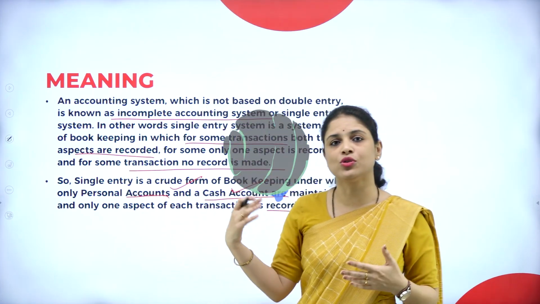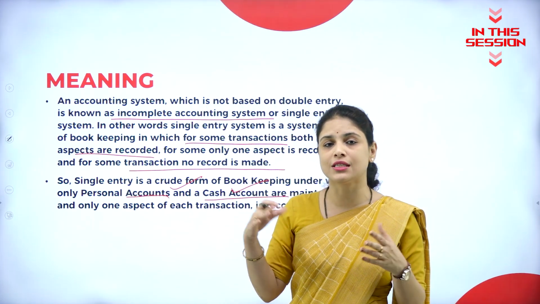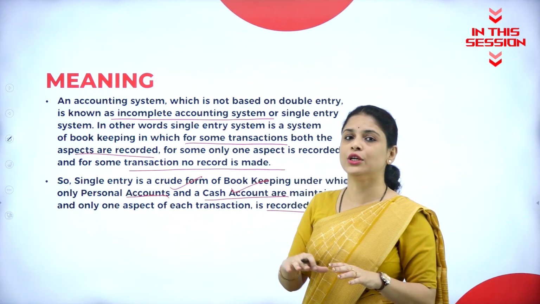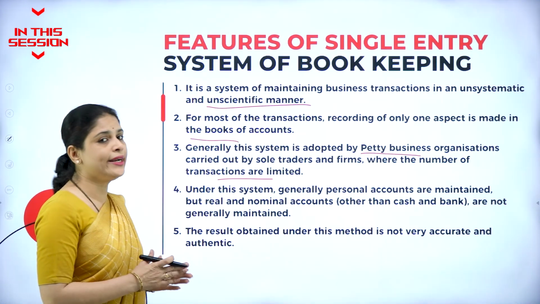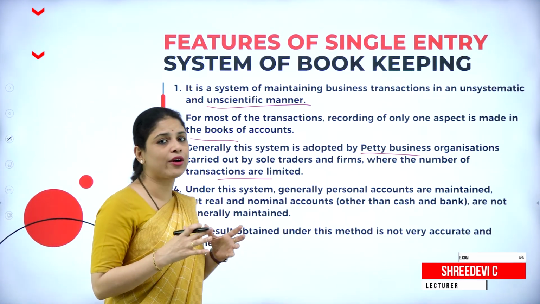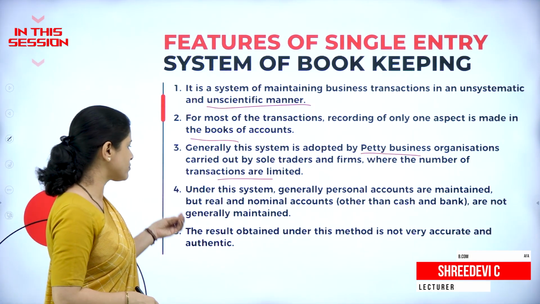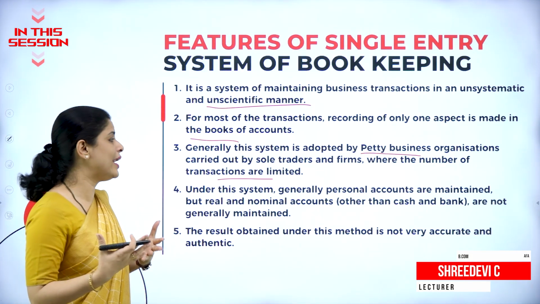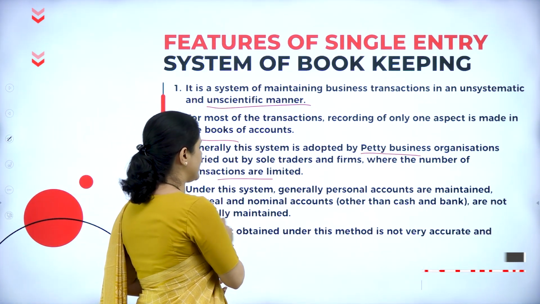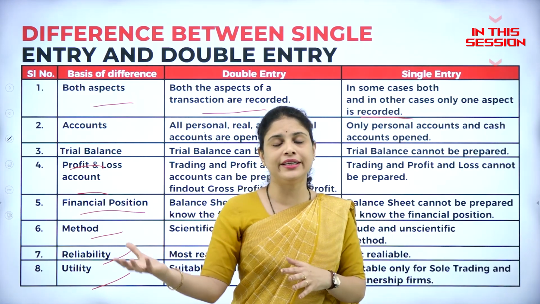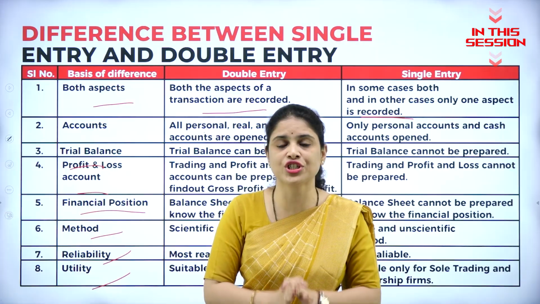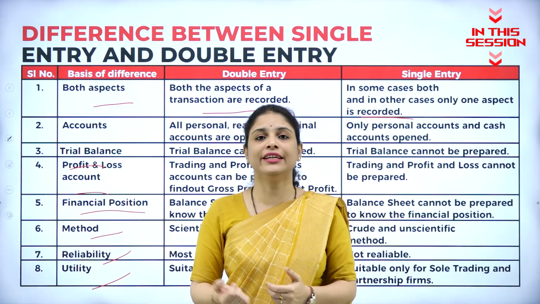So whenever it comes to double entry system, companies like Wipro, Infosys and other big companies will record both the aspects. That is called the double entry system. Under the single entry system, generally personal accounts are maintained, but real and nominal accounts are not generally maintained. When they want to go from single entry to double entry, this is called conversion of single entry system into double entry system.